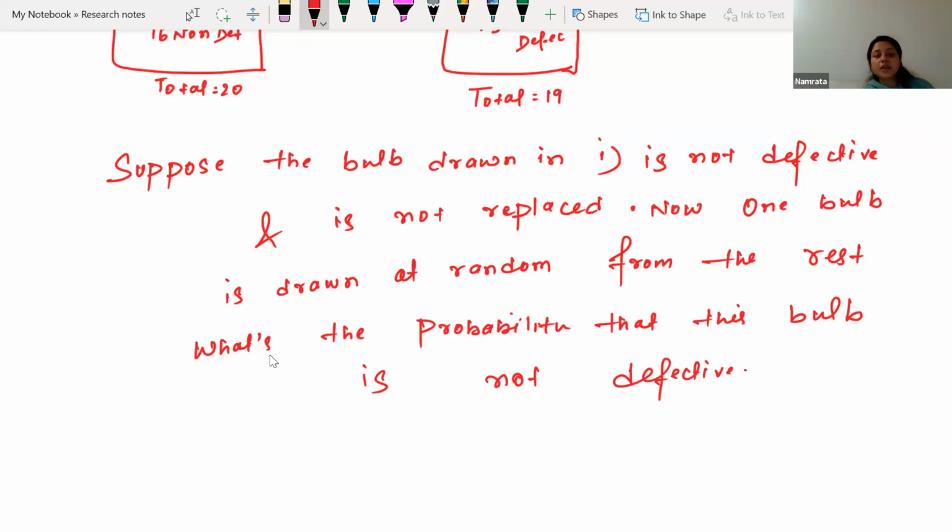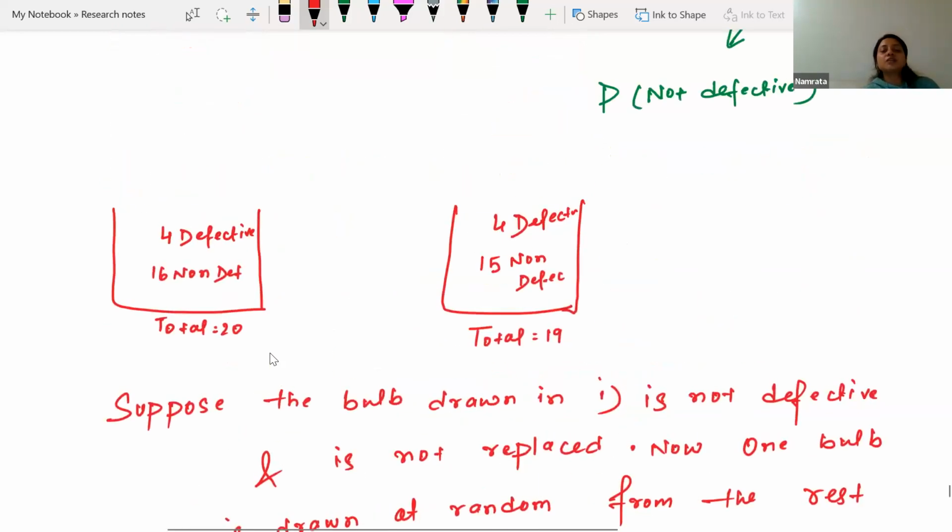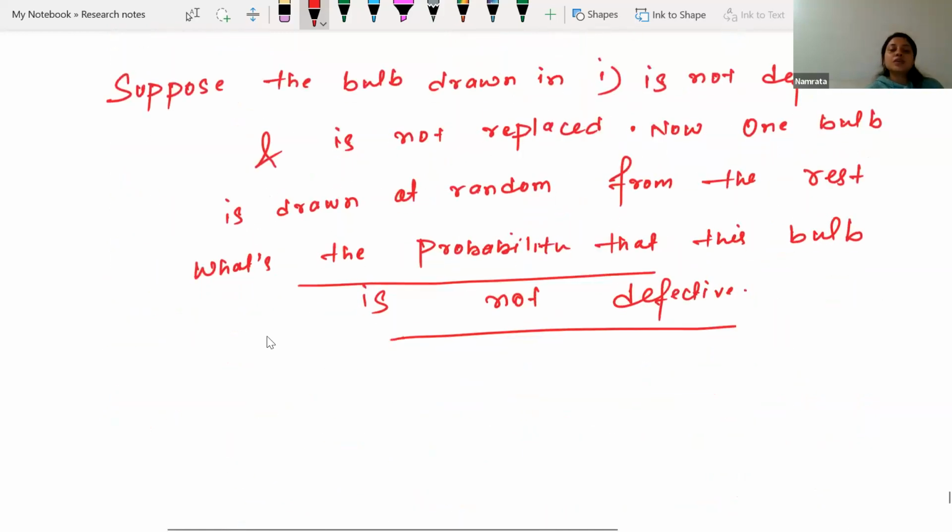This is what we have to find. Now we have a total of 19 bulbs, and among that, what is the probability that this bulb is not defective? That means how many remaining non-defective bulbs are there? 15. So can I say the probability of getting a non-defective bulb now will be 15 over 19.